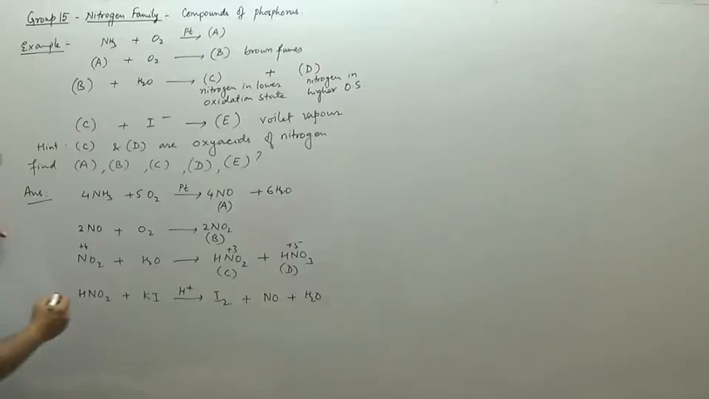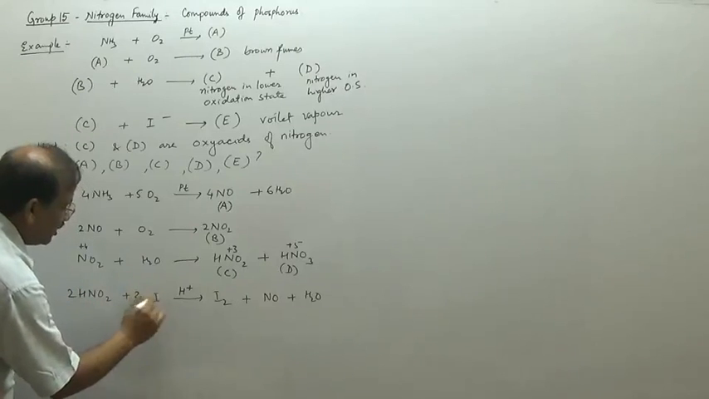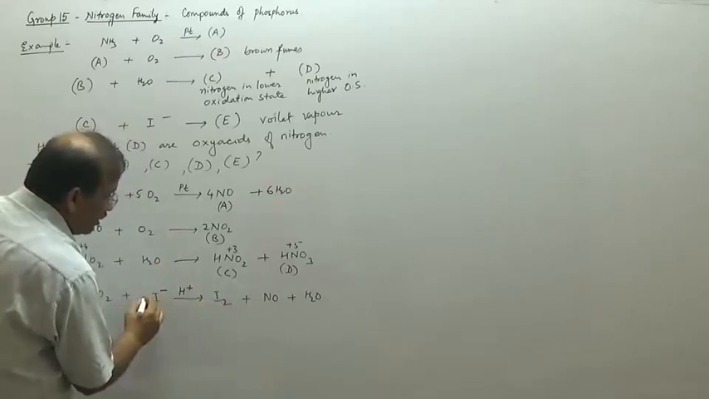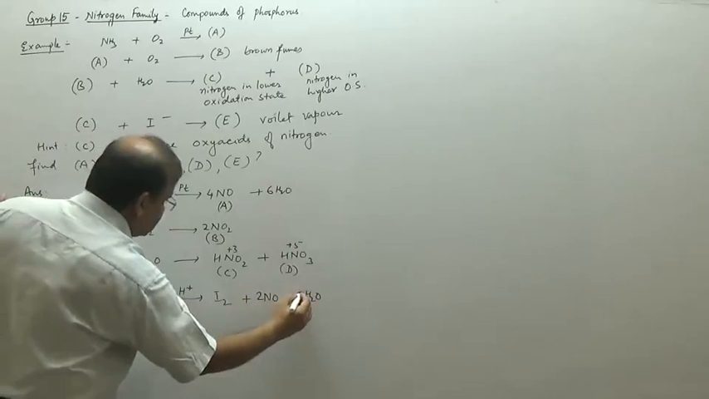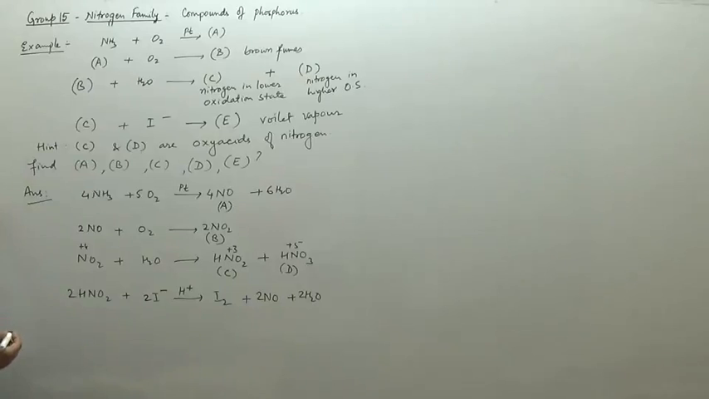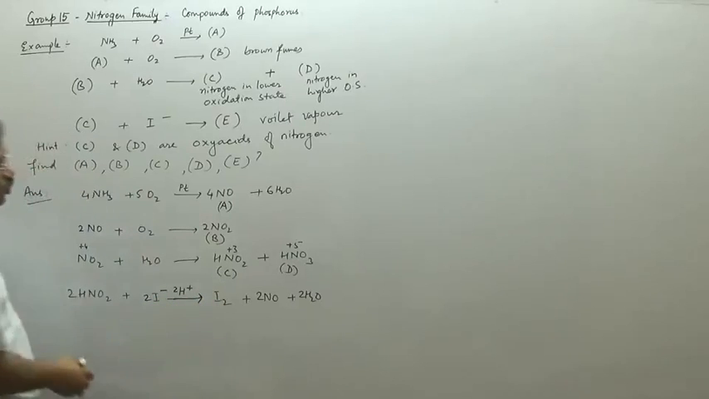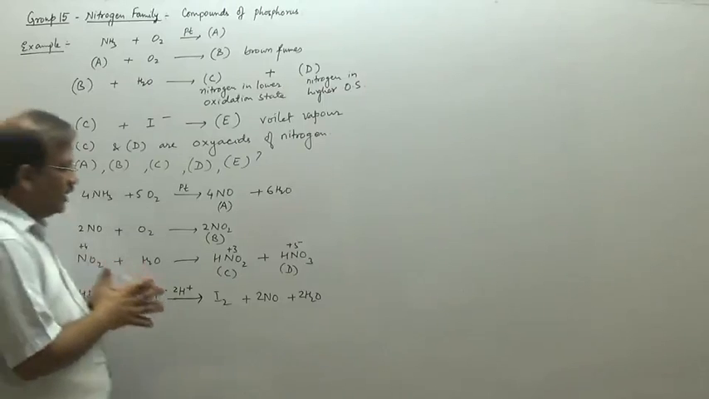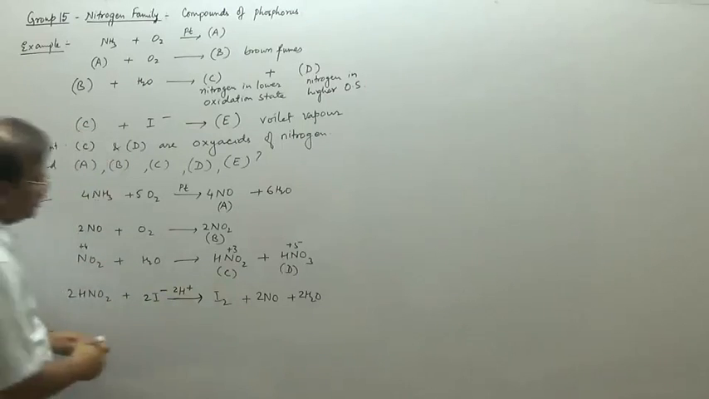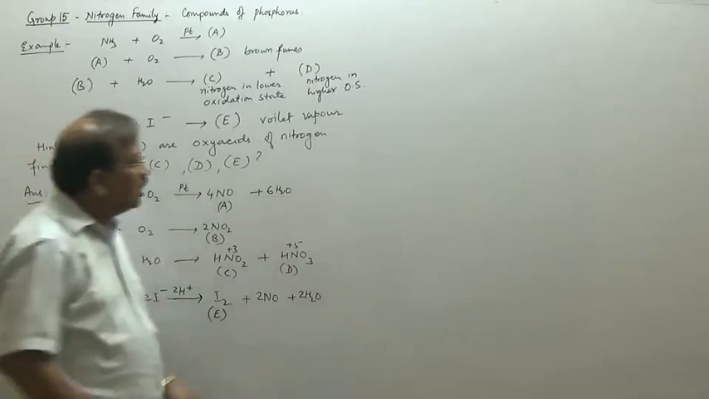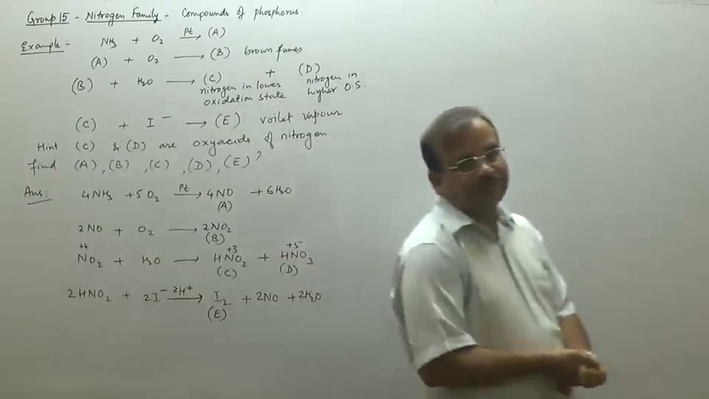We can balance this. Twice of HNO2 with I negative and H plus gives iodine vapors, twice of NO and twice of H2O. That is how we get the answer for this. We know that E is the violet vapors, that is, iodine has violet vapors. So this is about that question.